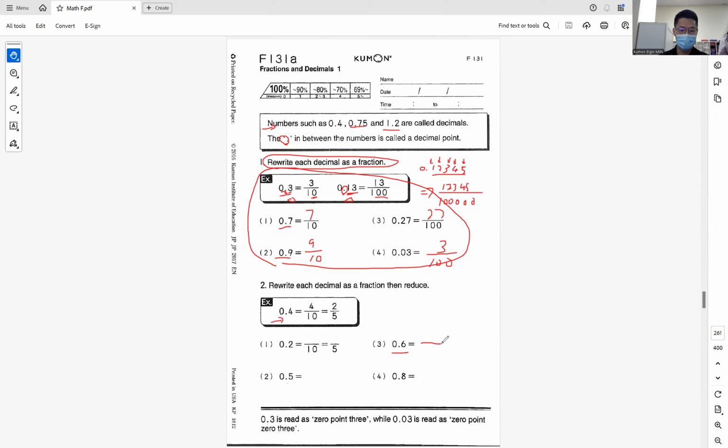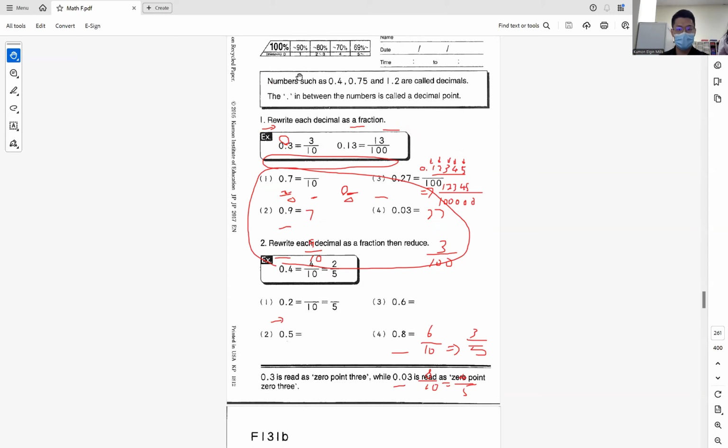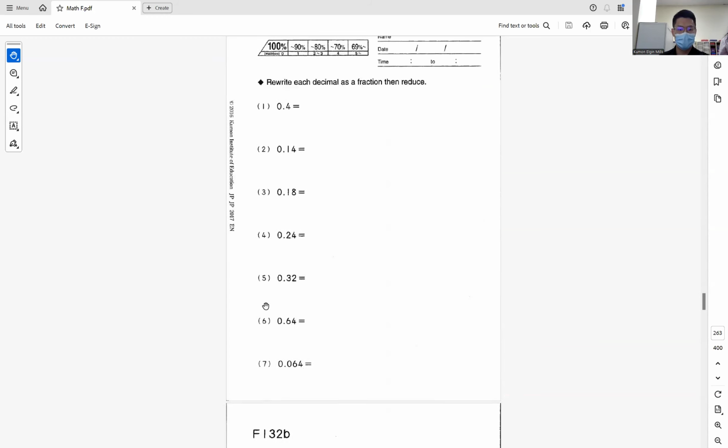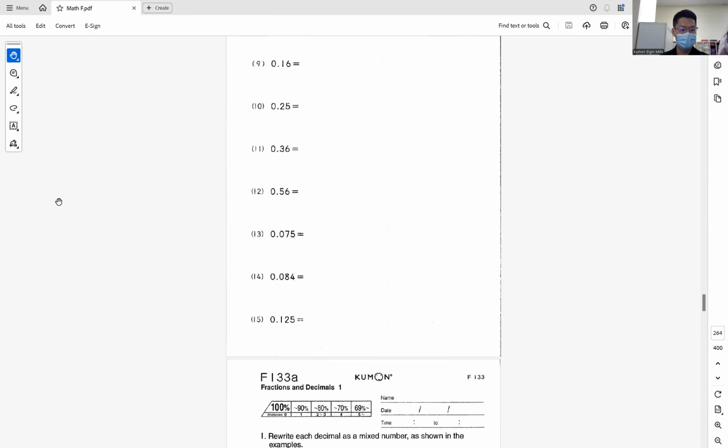Okay, so let's try 0.6. What's 0.6 in the fraction now? Good. And after reducing? Good. Any question for me? What about 0.8? 8 over 10. And what about the reducing? 4 over 5. All right. So with that being said, let's try a couple. Look at this. It's easy. Let's try this one.